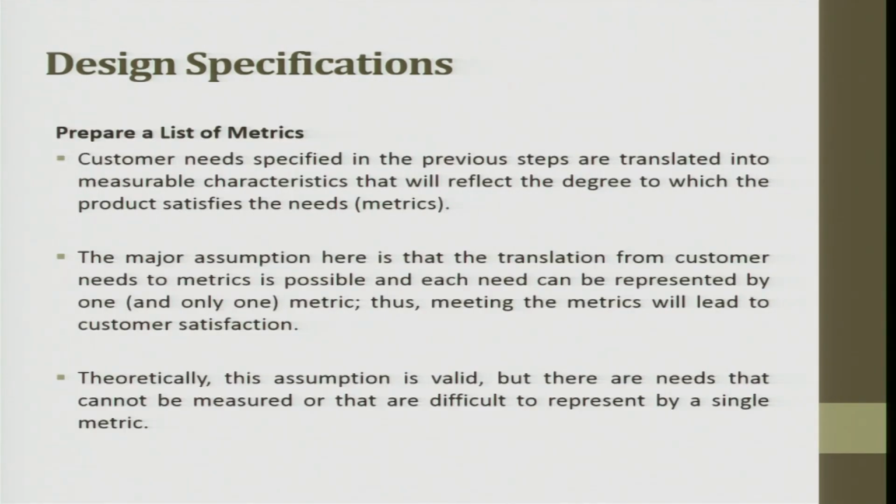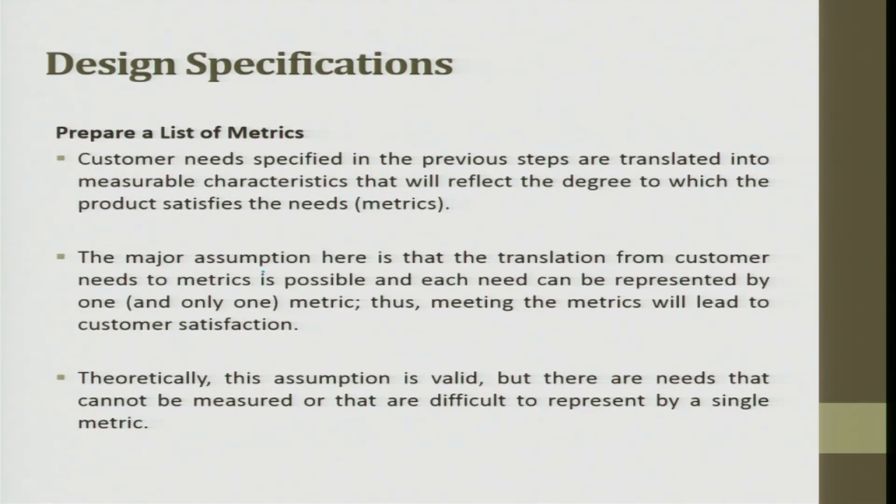Prepare a list of metrics. Customer needs specified in the previous steps are translated into measurable characteristics that will reflect the degree to which the product satisfies the need. So, it is in a crude fashion understanding customer need and converting into engineering requirements. So, that is what measurable characteristics are.